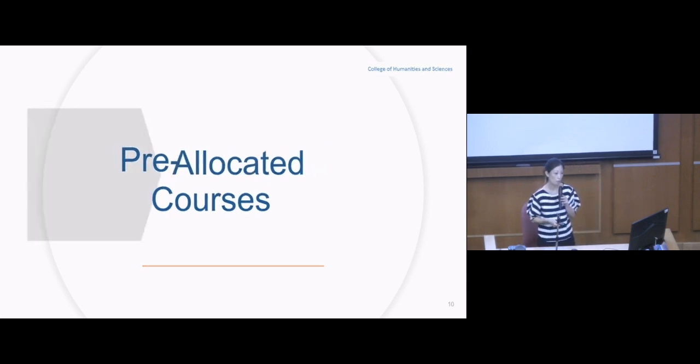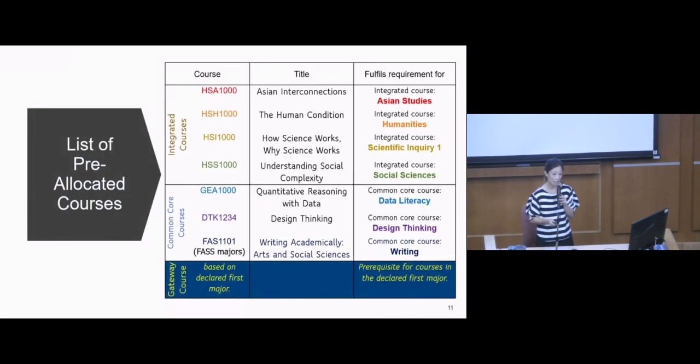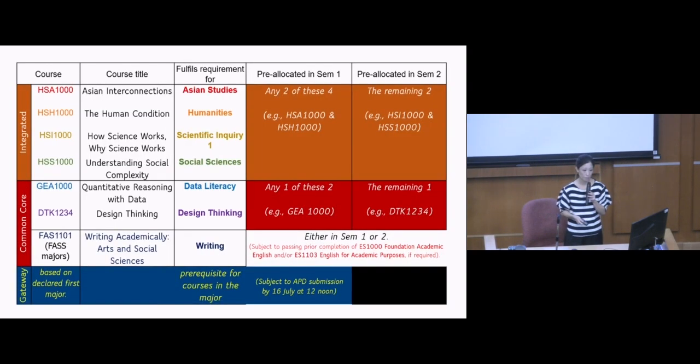So in year 1, there is minimal course registration, because many courses will be pre-allocated to you. This is the list of courses: the integrated courses, 1 data literacy course, 1 design thinking course, and 1 writing course, and then your gateway course, which is based on your declared first major. These will be pre-allocated to you. In semester 1, 2 of the integrated courses will be pre-allocated to you, and then the other 2 in semester 2.